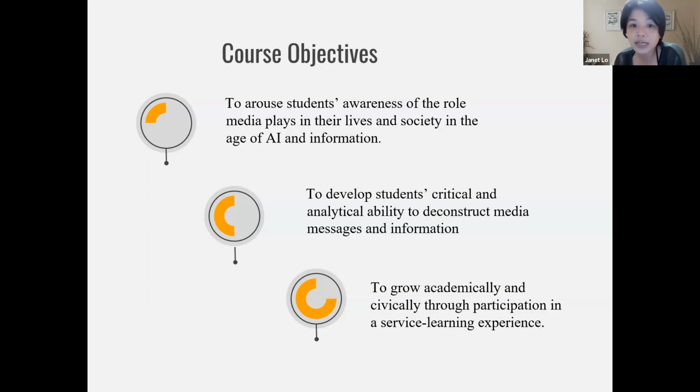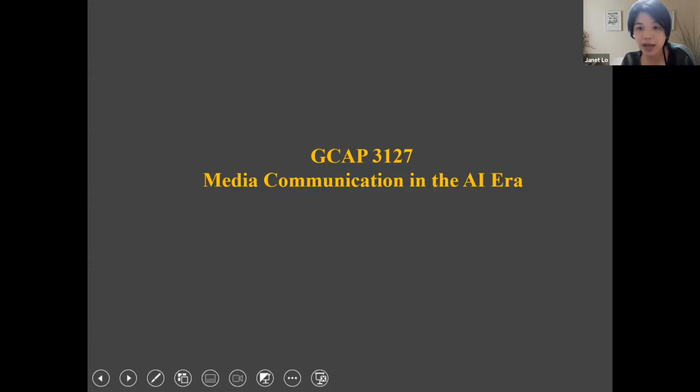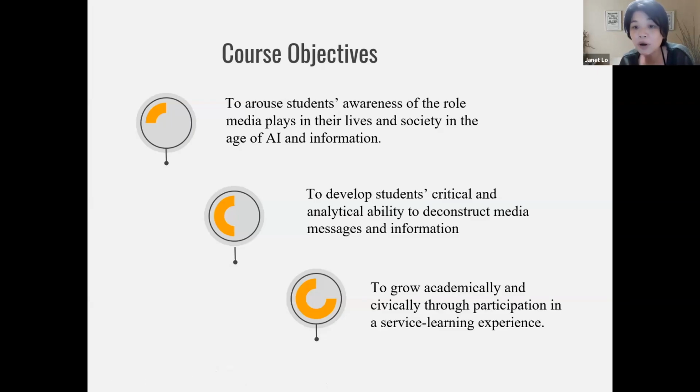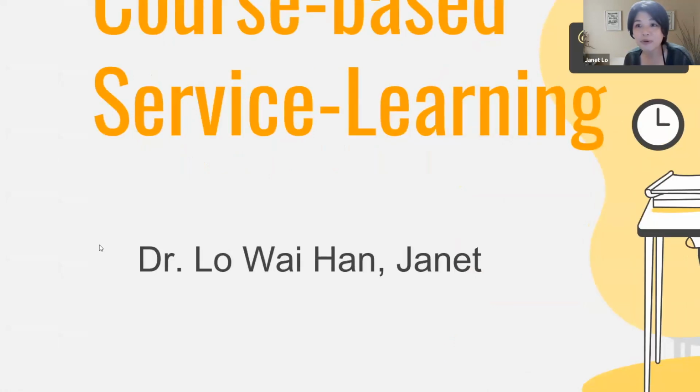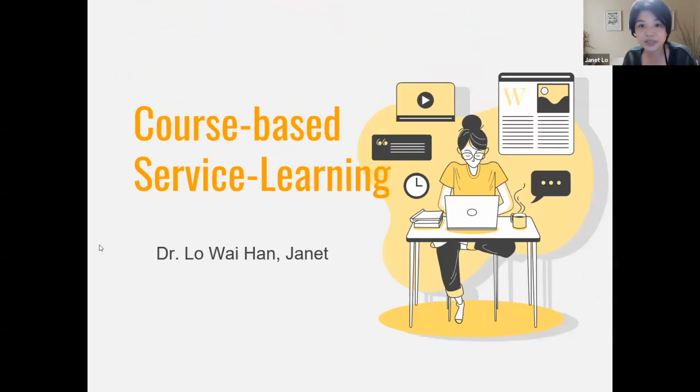So hopefully the second objective we can also achieve is to develop students' critical and analytical ability to deconstruct media messages and information. And finally, this course is about how they can reflect on themselves, and then they can understand more about themselves and about the community as well. So that is what we want them to learn.